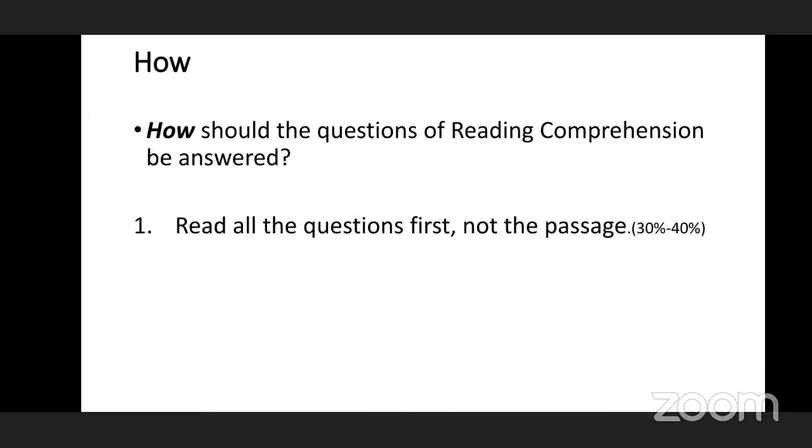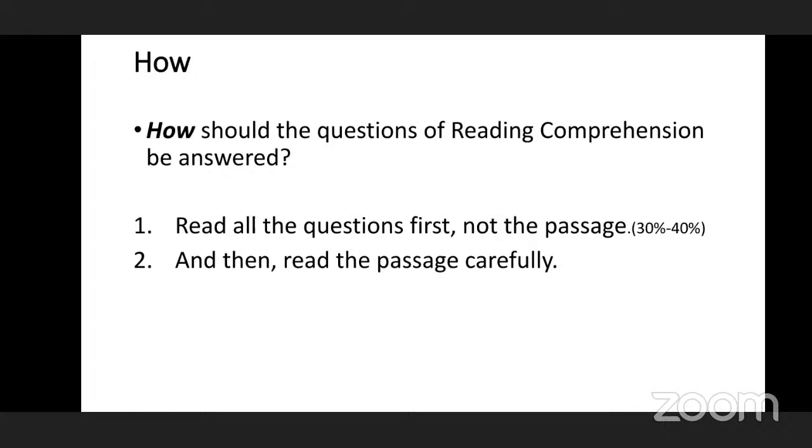If you read all the questions first without reading the passage, without having even a single look at the passage, the benefit is that just by reading the questions, you will understand 30 to 40% of the matter from the text. I will prove this rule in the next slide. So read all the questions first, not the passage. Just by doing this, without reading the text, you will understand what is in the text. As much as 30 to 40% of the information is learned without reading the text, by reading the questions only.